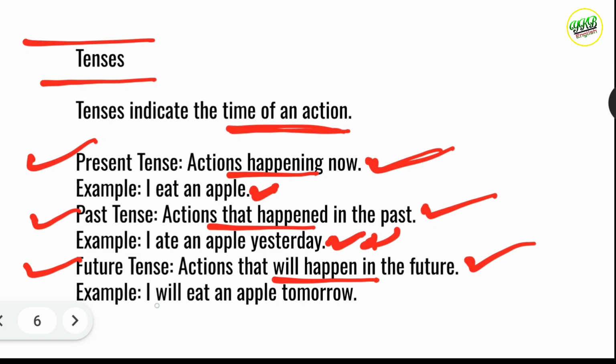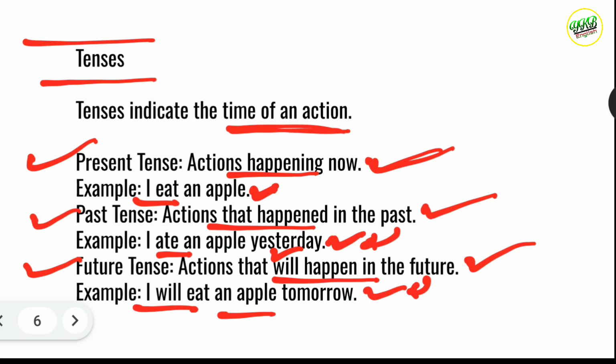Next, I will eat an apple tomorrow. Tomorrow means future time. So this action will happen in future time. So we can say this is an example of future tense. Okay, so I eat an apple, I ate an apple yesterday, and I will eat an apple tomorrow.